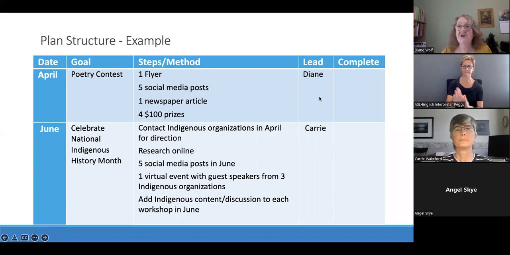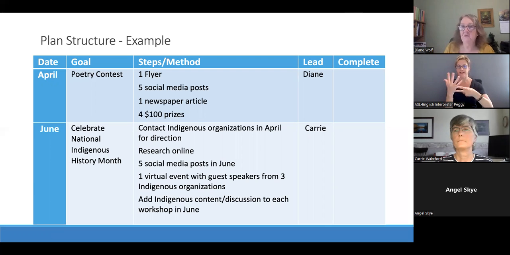So your plan structure is going to include whatever columns you want. You're going to create your own, but ideally you're going to look at dates. You're going to look at the goal. So we mentioned the poetry contest in April. We're going to look at, okay, what are we going to do for that? Well, it looks like we're going to have 1 flyer, 5 social media posts, a newspaper article.